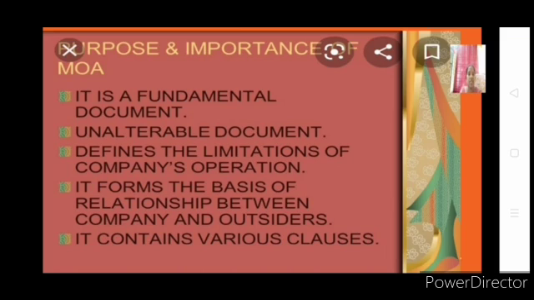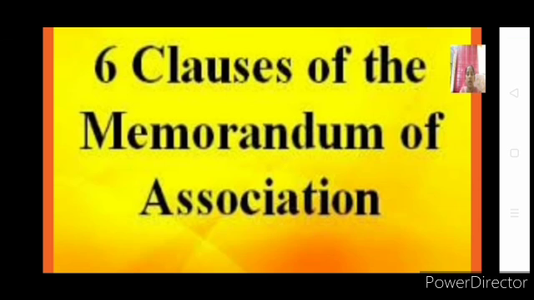Memorandum of association contains various clauses that will be seen now. In total we have 6 clauses, but as per your new syllabus we have only 5, but for knowledge sake you can learn 6, and if you write 5 also, no issue, you will get complete marks. This can be asked for 4 marks or for 2 marks. As I said, as per your old syllabus 6 clauses were there, but as per the new syllabus only 5 clauses are included.